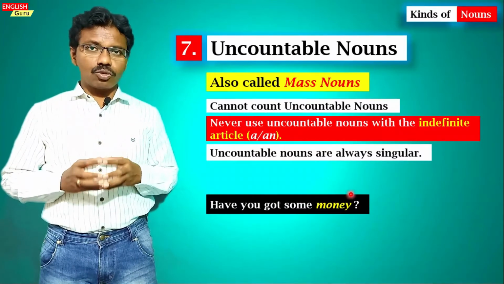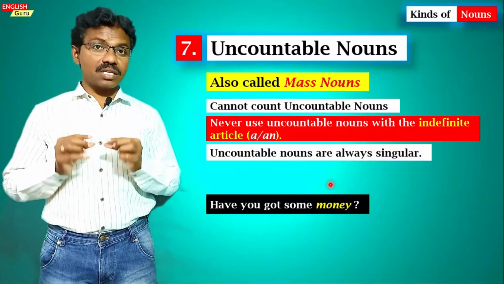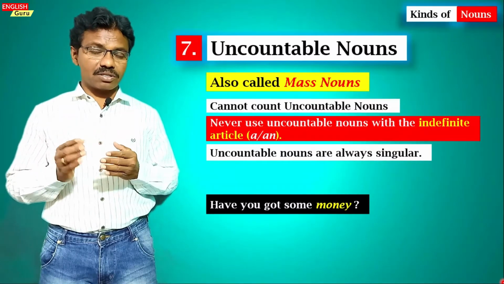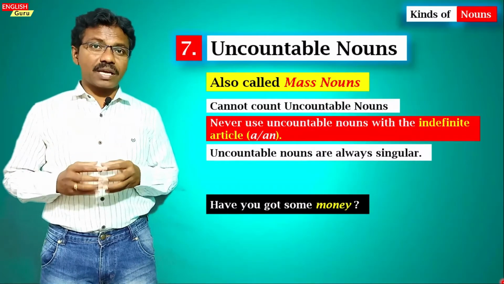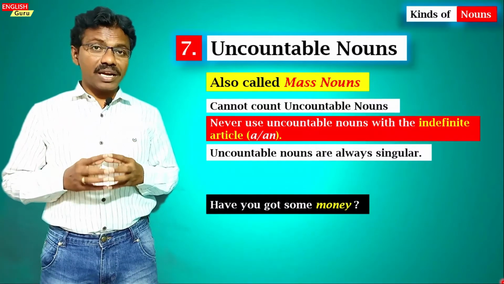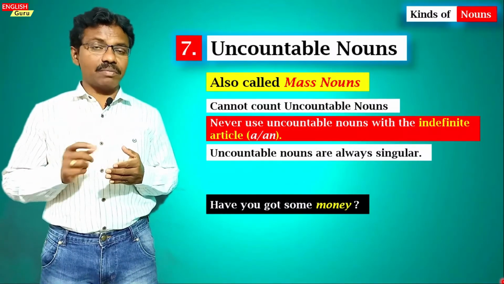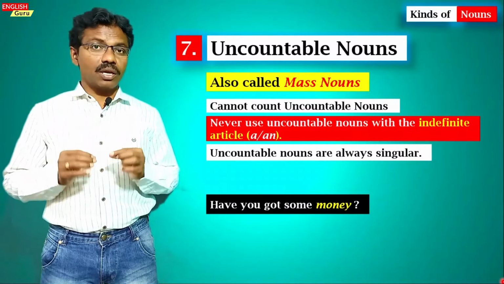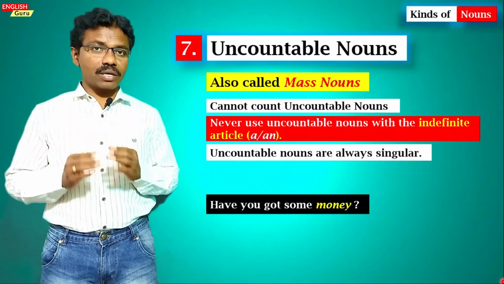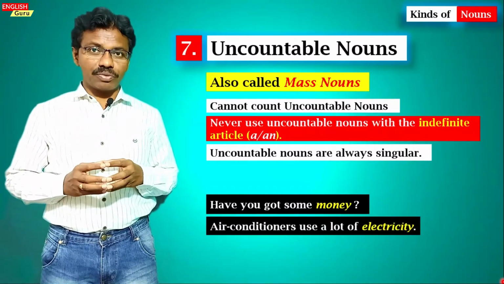Have you got some money? The word money is singular. There is no monies. We can't make it plural. So it is an uncountable noun. And you cannot even say a money or an money. No, you cannot use the indefinite article a or an before money. So that is also very, very important.